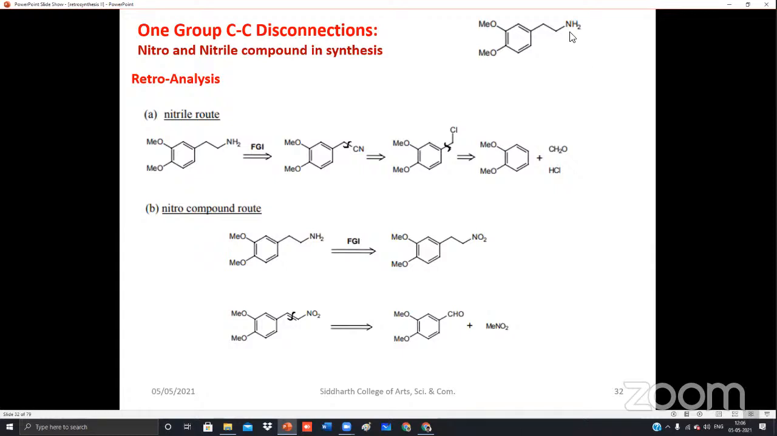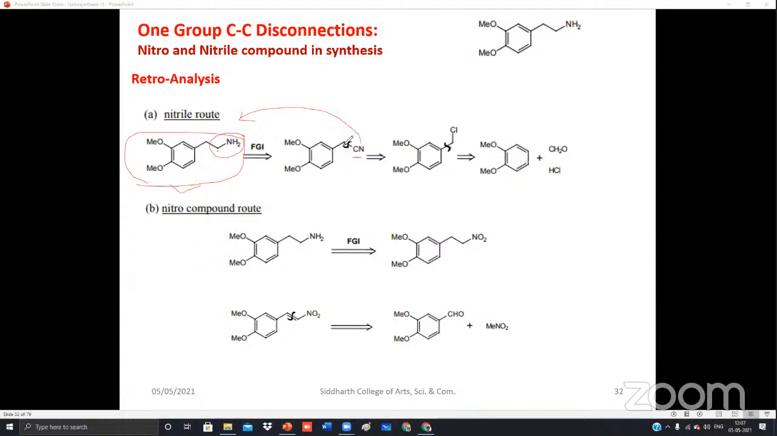So let's have some examples. Suppose we have this amine as the target, and how to synthesize this amine? What we will do is convert this amine into the nitrile. So this CH2NH2 will be converted to this nitrile, because if we do the reduction of this, you will get one carbon extra, that one carbon extra over here.